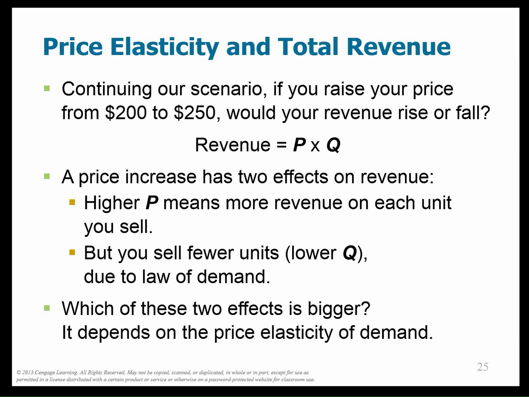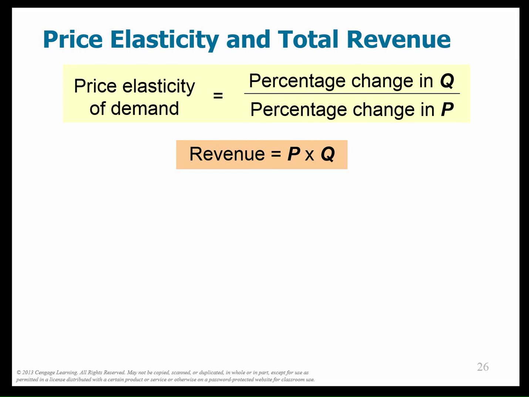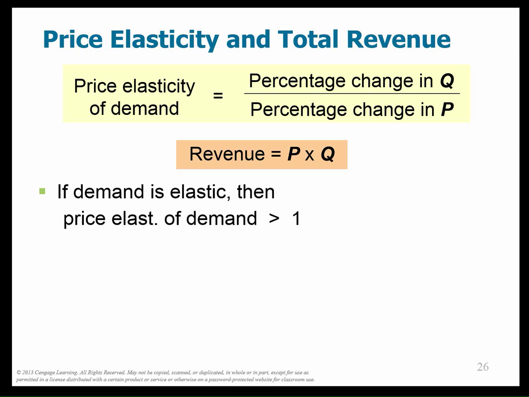So we want to know which of these two effects is bigger, and it depends on the price elasticity of demand. So here's a review of the things you need to remember. If demand is elastic, this means that price elasticity of demand is greater than 1. So what does this mean? That means that this up here must be bigger than this right here, because if you're taking this number and dividing it by this number, you're getting something greater than 1. So the change in quantity must be bigger than the change in price.